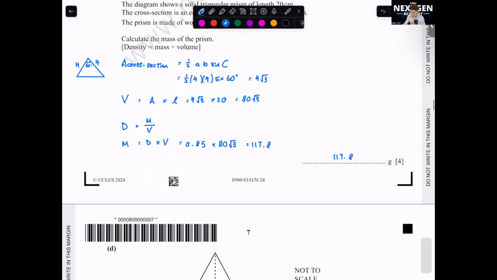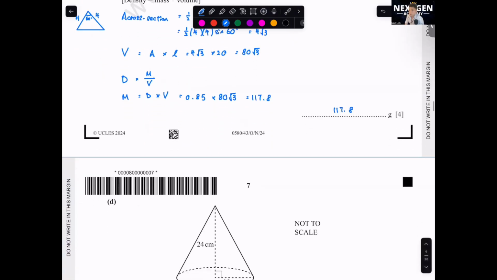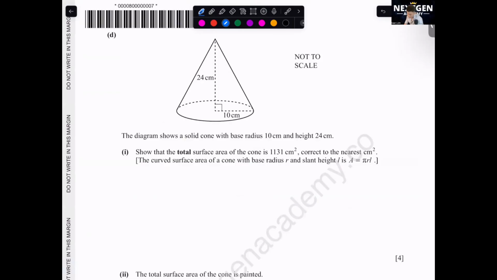Question D. The diagram shows a solid cone with base radius 10 cm and height 24 cm. Show that the total surface area of the cone is 1131 cm square, correct to the nearest cm square. There are certain formulas that they will give you in IGCSE, but my suggestion is to just memorize all of it, from area to volume to perimeter, just in case they don't give you.